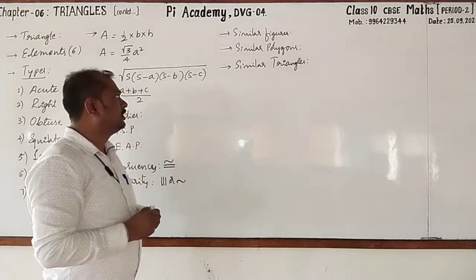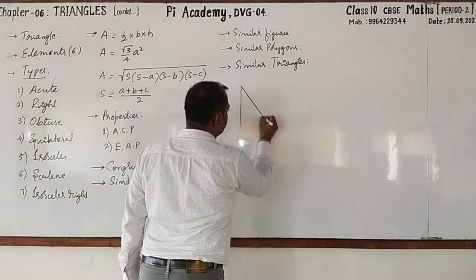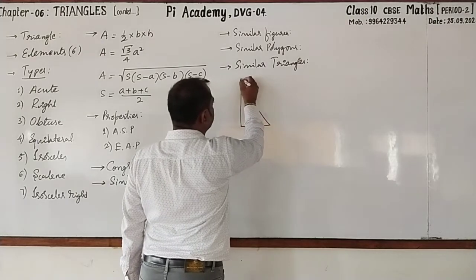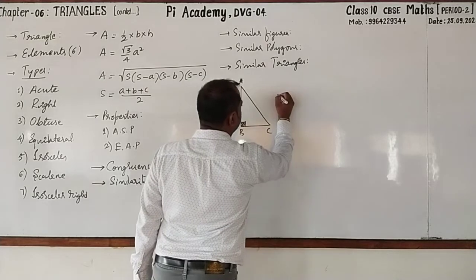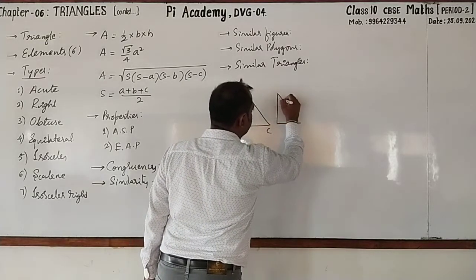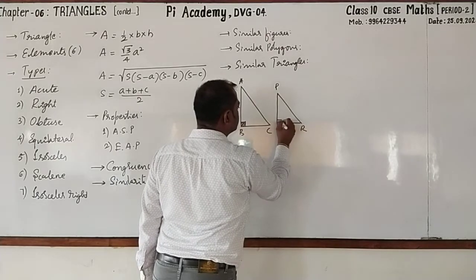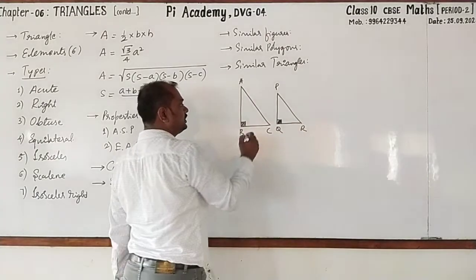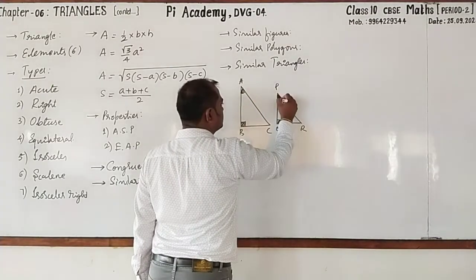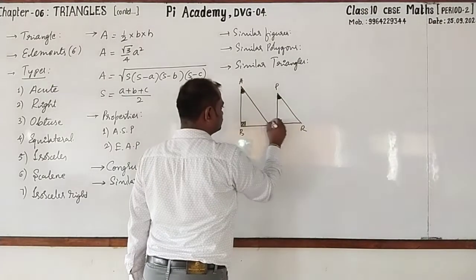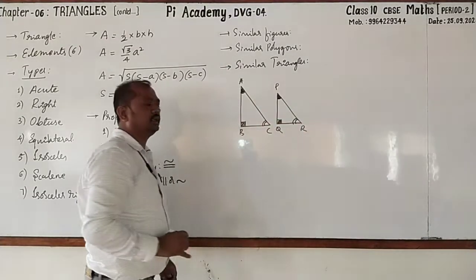Is it not? Just I go for taking two triangles. Keep observing. This is the first triangle ABC, in which angle B is 90 degree. Let me take one more triangle and call it PQR. In this, angle Q is 90 degree. Here, angle A, its corresponding angle is angle P. These two are equal. Angle C, its corresponding angle is R. They are equal.